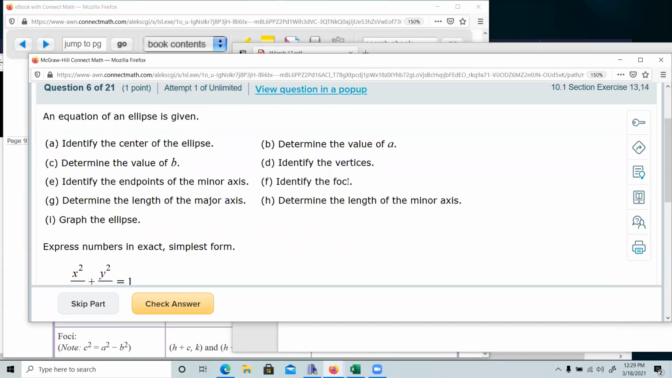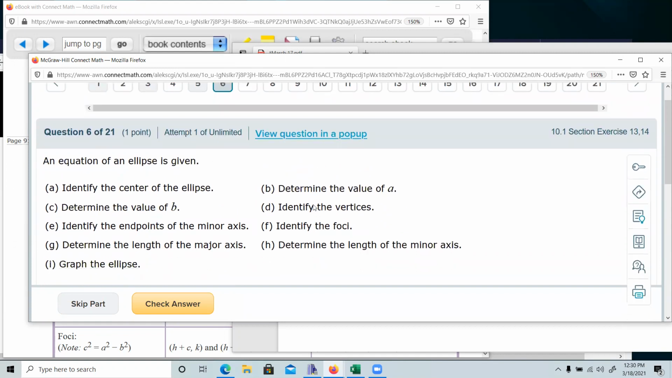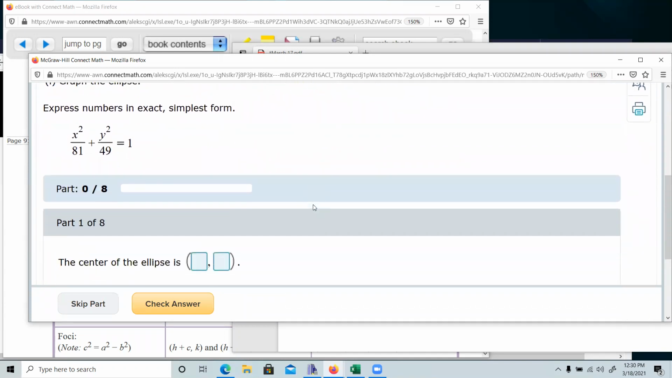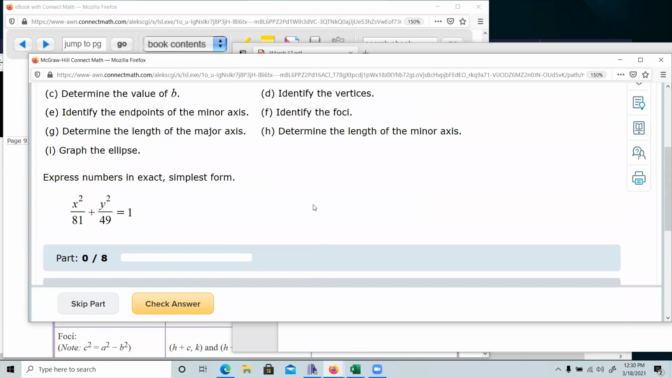I will write this formula down for you. Once we've graphed it, like determining the lengths, this is not a big deal. It looks like there's a lot of work, but a lot of it's redundant. So we'll work through this one here, parts 1 through 8. Oh my God. All right.